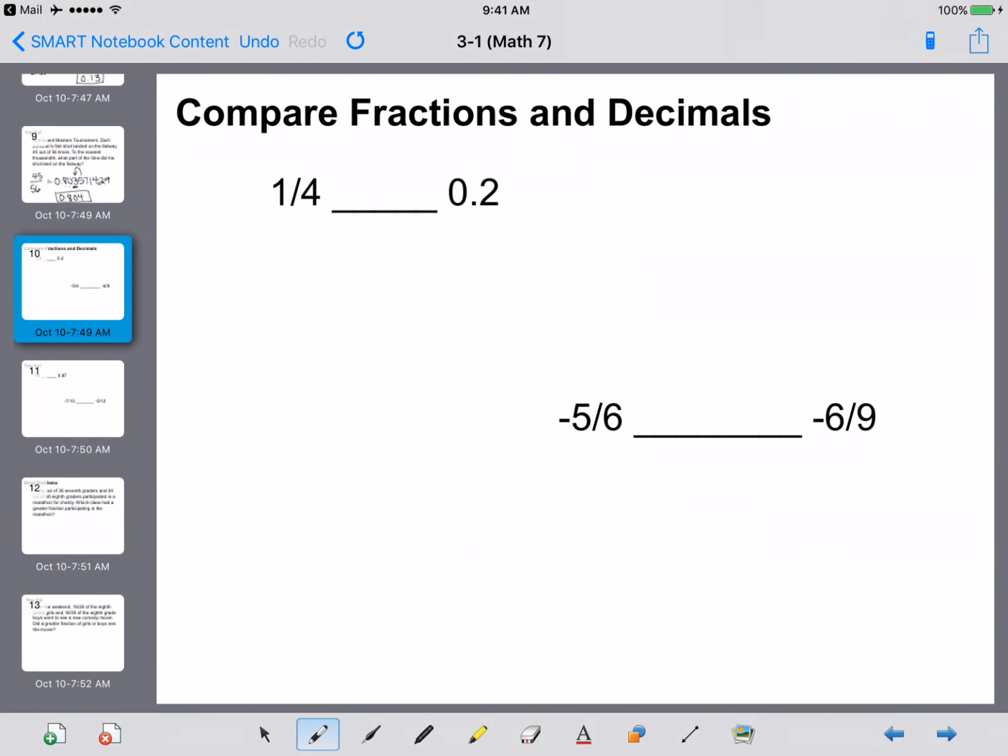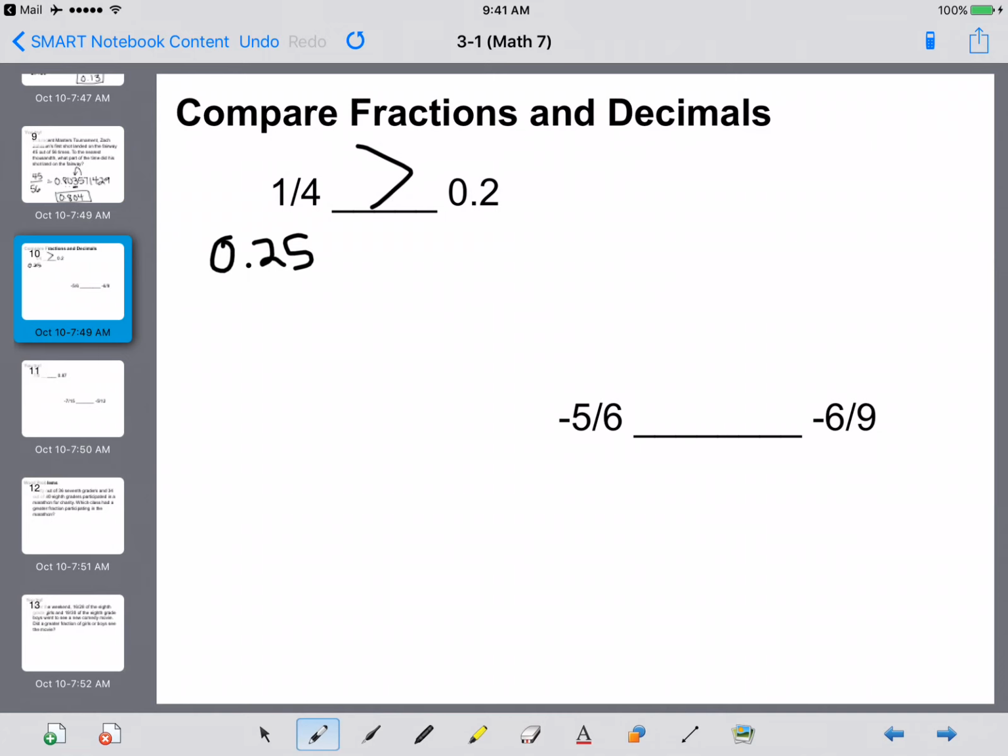Now we're going to be comparing fractions and decimals. So we've got one number as a fraction and one number as a decimal. What helps out a lot is to just turn everything into a decimal and then compare it that way. So 1/4 I know is 0.25. So that is greater than 0.2.